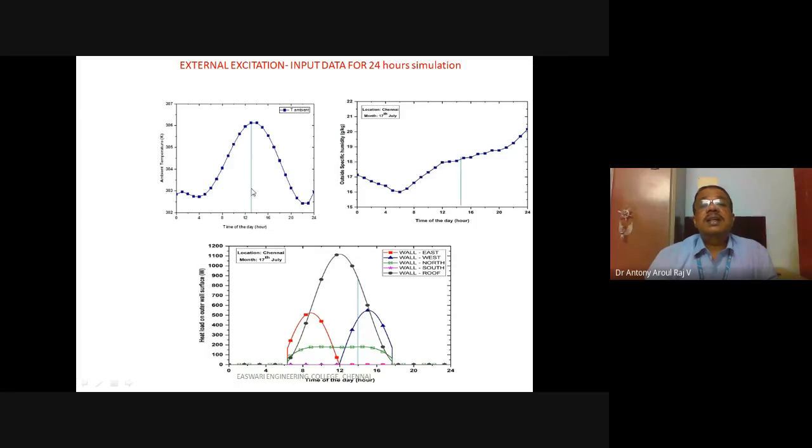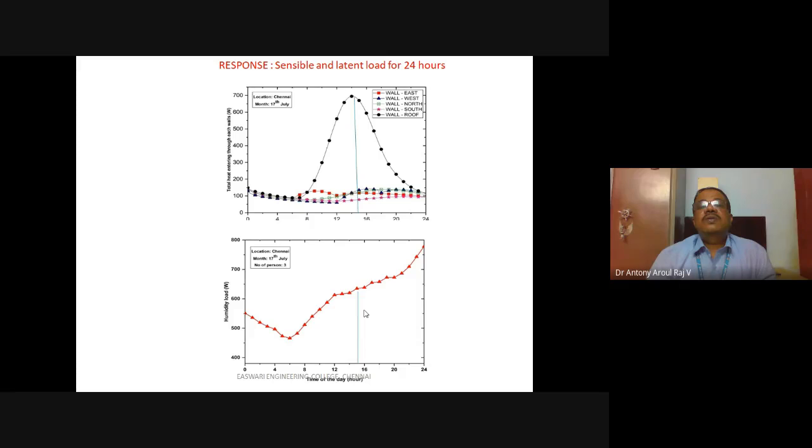But here you can see that we are having external excitation. Okay, so external excitation, it is for 24 hours. So that means, just now I told, if you want to simulate for 24 hours, you require the ambient temperature for 24 hours, the specific humidity for 24 hours, the solar radiation, okay, for east, west, north, south, and roof, for 24 hours. Okay, but usually it will be only for 12 hours. So those details also I have to give.